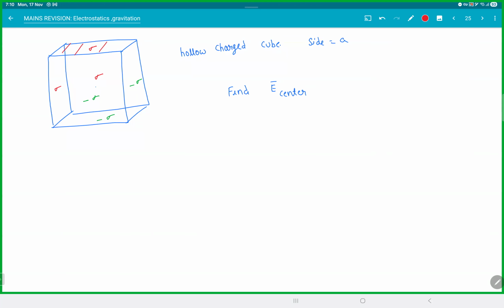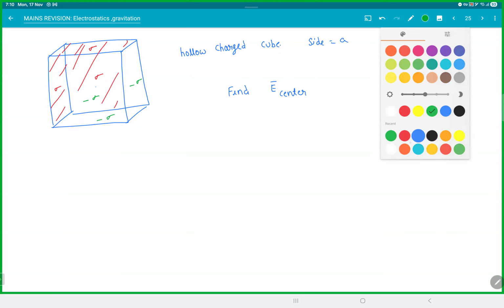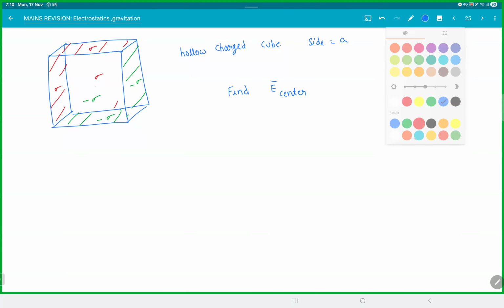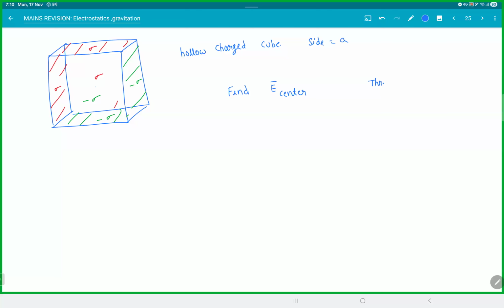So in a cube, three sides you have plus sigma. The other three sides are minus sigma. You understood, so I'll not draw that. Okay. Sigma is the surface charge density. Find the electric field at the center of the cube.